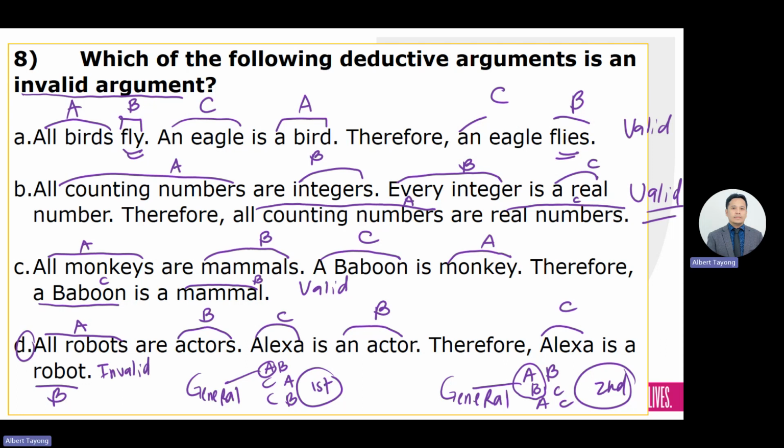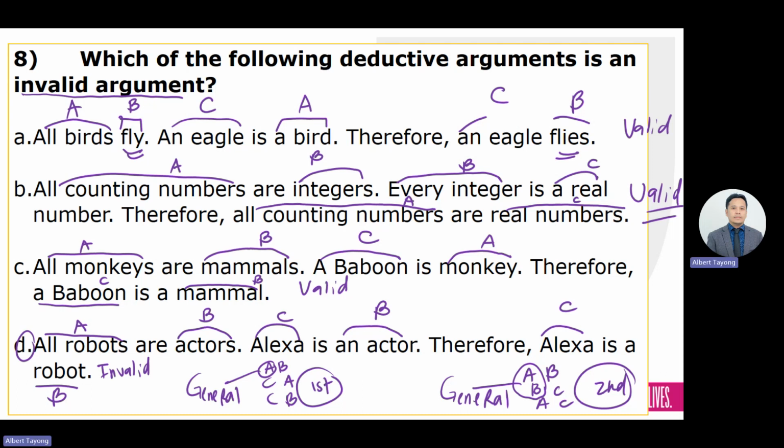Now, sometimes the invalid argument looks like valid, especially if the given sentences are true in reality. But we are not looking at the truth and the falsity when we look at the validity. We look at the whole construction, the whole form. Because if it follows the valid form, it is automatic. If the premises are true, the conclusion cannot be false.